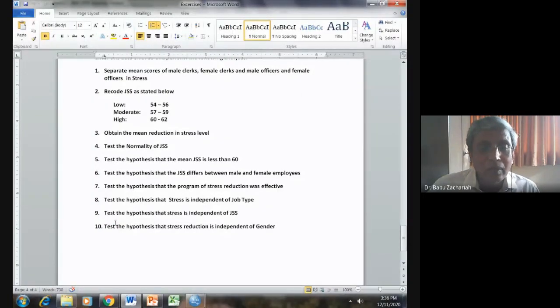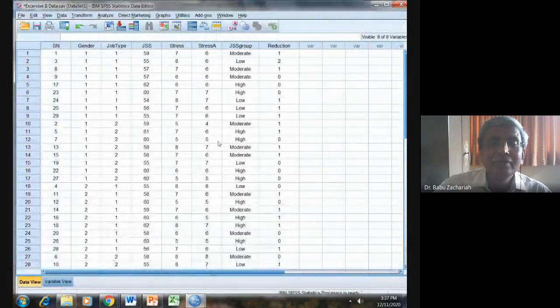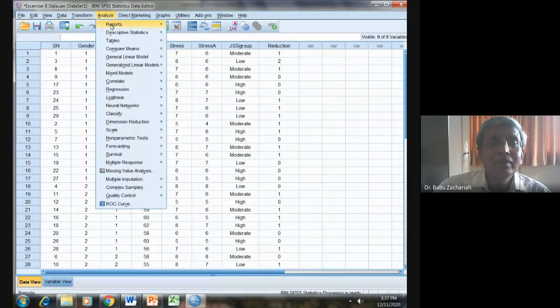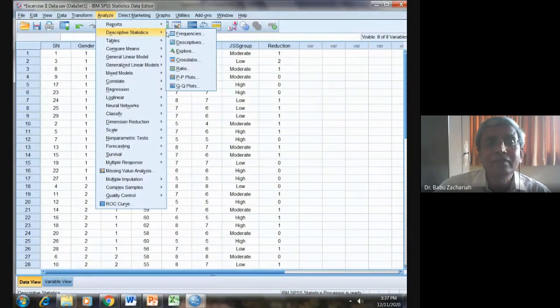Now, the first question here is, test the hypothesis that stress is independent of job type. Often we say that the higher the level of your job, the more stress. That is what we want to test. Stress is independent of job type. So the procedure is quite simple. Just come here, analyze, descriptive statistics, and cross tab.